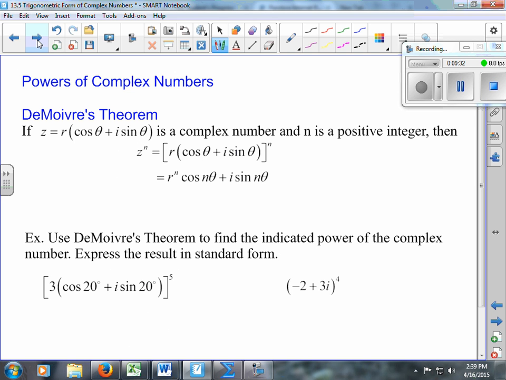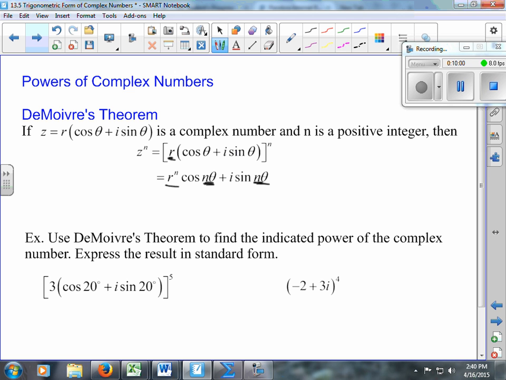Okay, so how do I do the powers? Well, a power is just a repeated multiplication. And so if you take a complex number and you multiply it by itself over and over again, then that means you're going to multiply the r by itself over and over again. And so you get r to the n, where n is that exponent. And similarly, you're going to add the thetas to themselves n times. And that's all that it is.